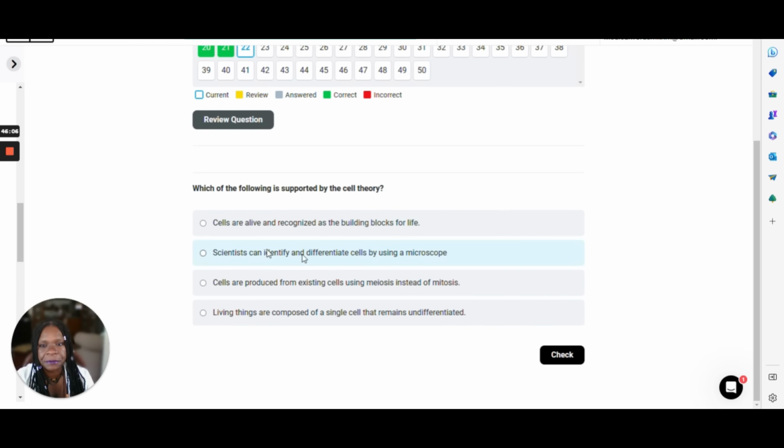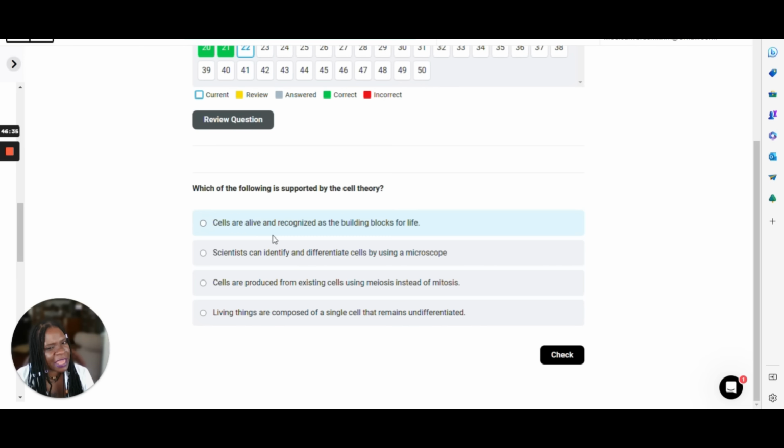Next question. Which of the following is supported by the cell theory, which we kind of just talked about in the previous question? Cells are alive and recognized as the building blocks for life. Scientists can identify and differentiate cells by using a microscope. Cells are produced from living cells using meiosis instead of mitosis. And living things are composed of a single cell that remains undifferentiated.